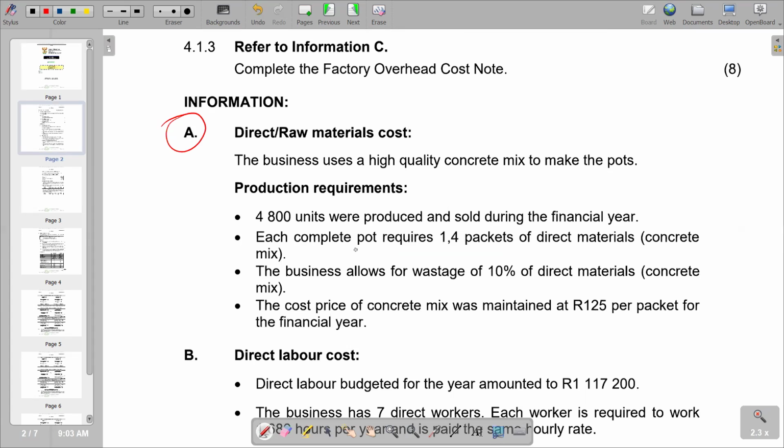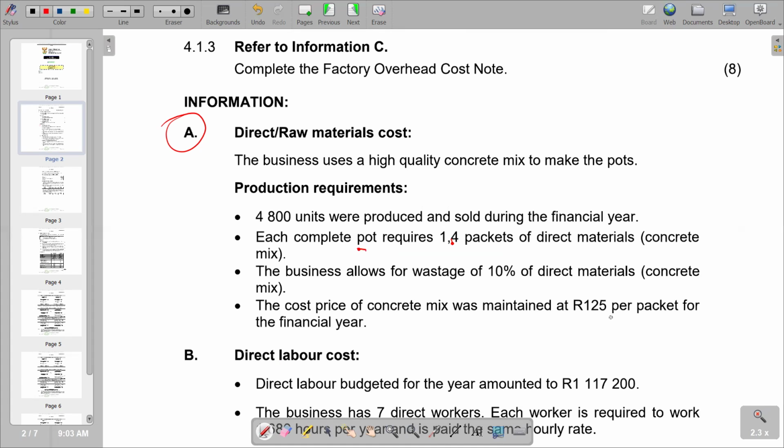Each complete pot requires 1.4 packets of direct material. Very important: each complete pot, which is going to be 1 unit, consists of 1.4 packets of direct materials. Next point, the business allows for wastage of 10% of direct material, in brackets, concrete mix. The cost price of concrete mix was maintained at 125 rands per packet for the financial year. So each of the packets is 125 rands.